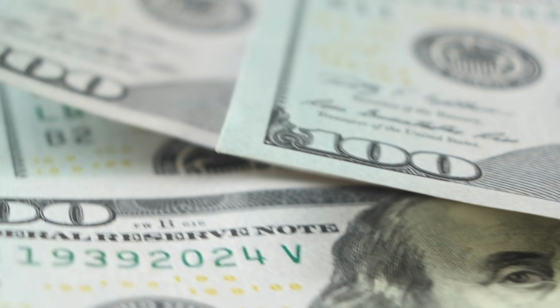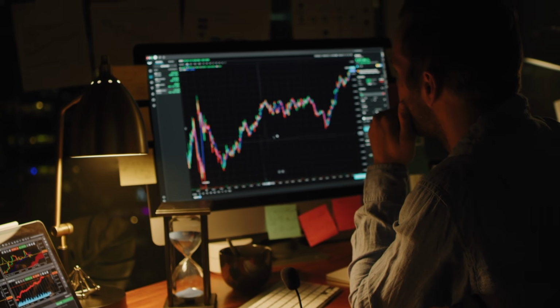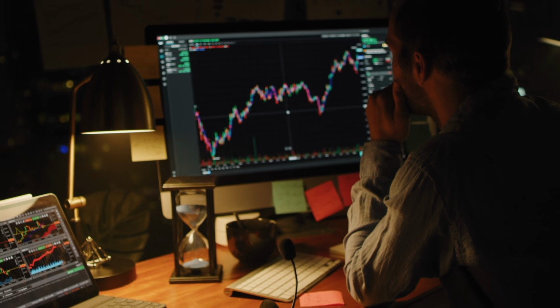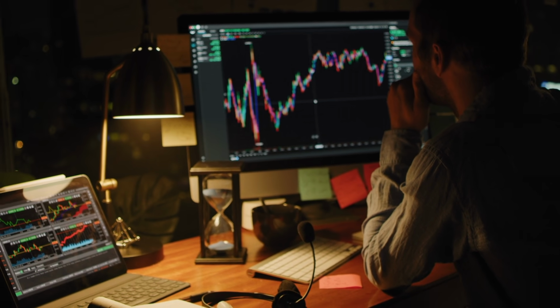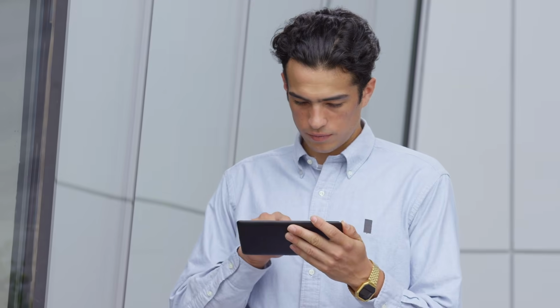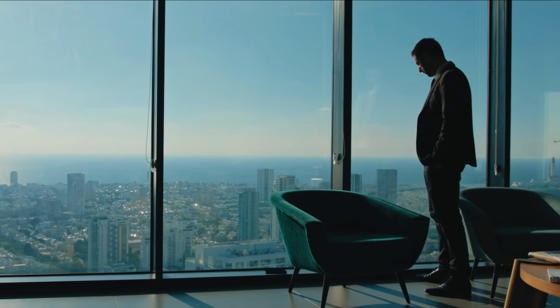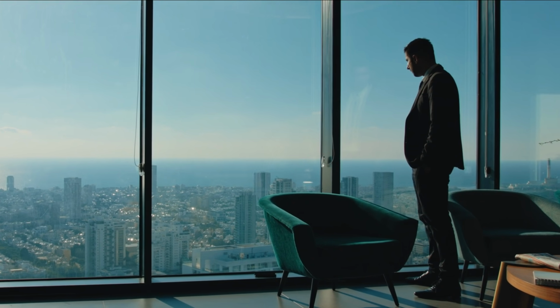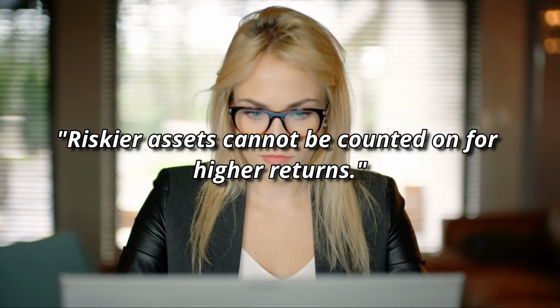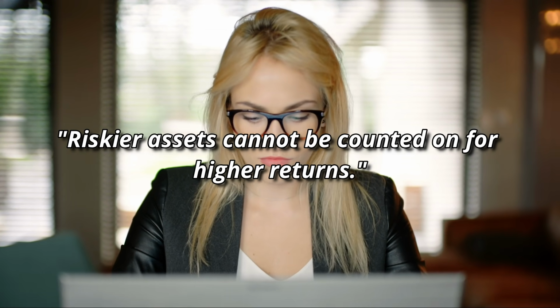And I think that both of those are terrible formulations, for the simple reason that if riskier assets could be counted on for higher returns, by definition, they wouldn't be riskier. So that's a fallacy. And if you are guilty of that fallacy or have been consciously or unconsciously guilty of that fallacy, I think you should check your reasoning. Riskier assets cannot be counted on for higher returns.